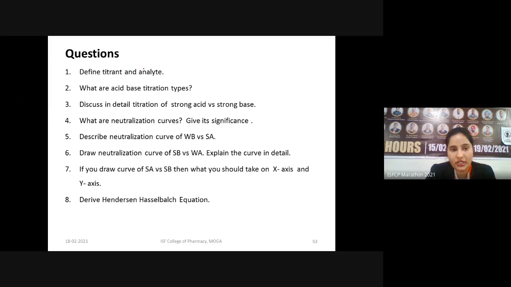And what are neutralization curves? They are the curves which we get while performing the acid base titrations. And what was their significance? The first significance was that it helps us to find the point of equivalence, and how much acid or basic content we have in an acid or a base. So this is all for this lecture.